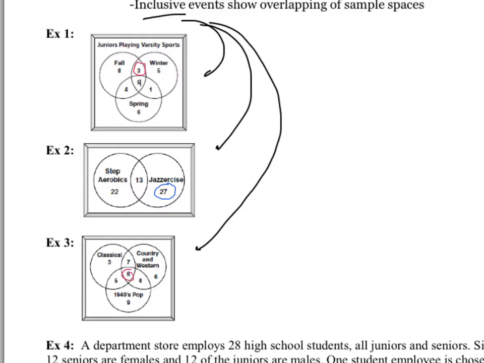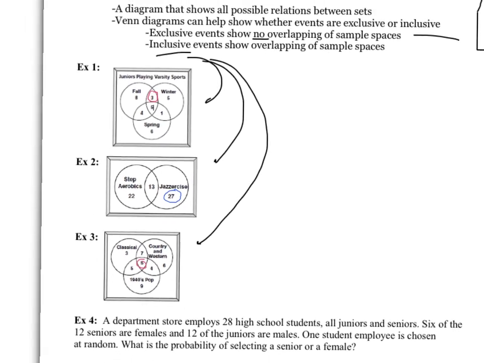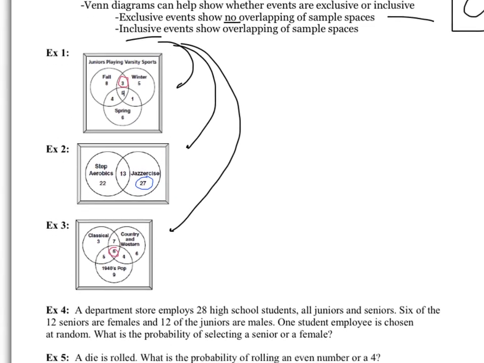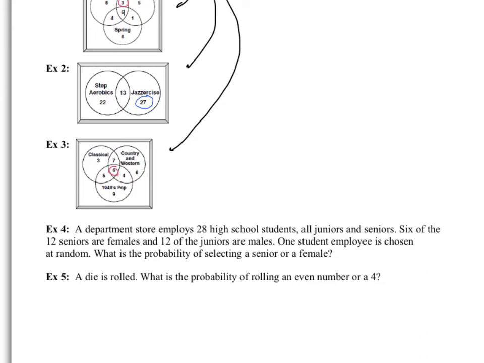So we have Venn diagrams that are obviously a Venn diagram with circles, but we can also look at questions that could be drawn as a Venn diagram. So here we have 28 employees that are high school students. They're all juniors and seniors. And then they say 6 of the 12 seniors are females, 12 of the juniors are males, 1 employee is chosen. What's the probability of selecting a senior or a male?